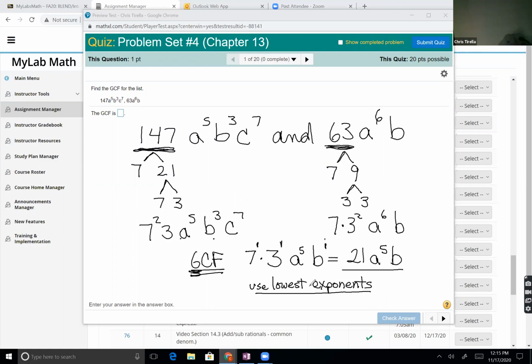Does everybody remember finding those common factors? Yeah. Then let me clear that. Can I clear it or do I need to wait a minute?